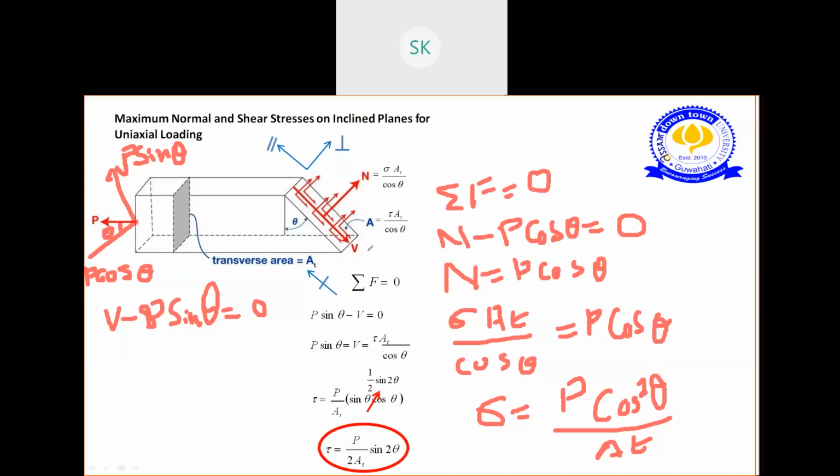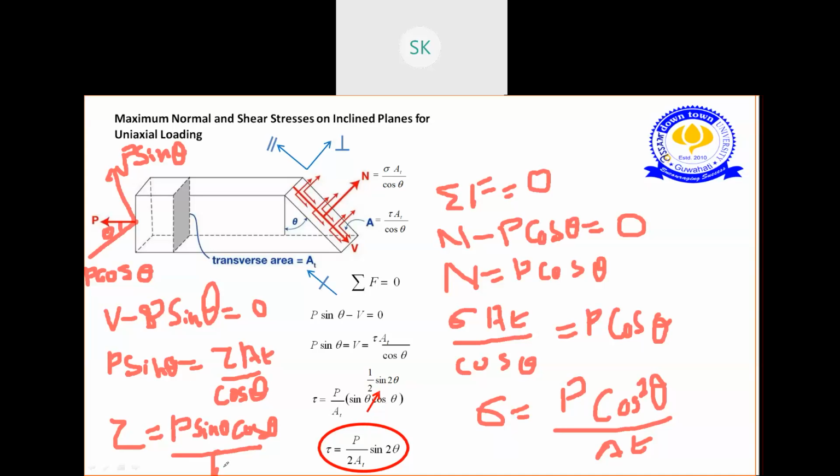This is tau, and we know what V is. V is your tau A0 by cos theta. So I have put the value of tau A0 by cos theta. So your P sin theta equals tau A0 by cos theta. So you can write tau equals, this P will remain the same, this cos theta will go to this side, so your sin theta cos theta by this A0 comes down. Still clear here? Your tau is P sin theta cos theta by A0.